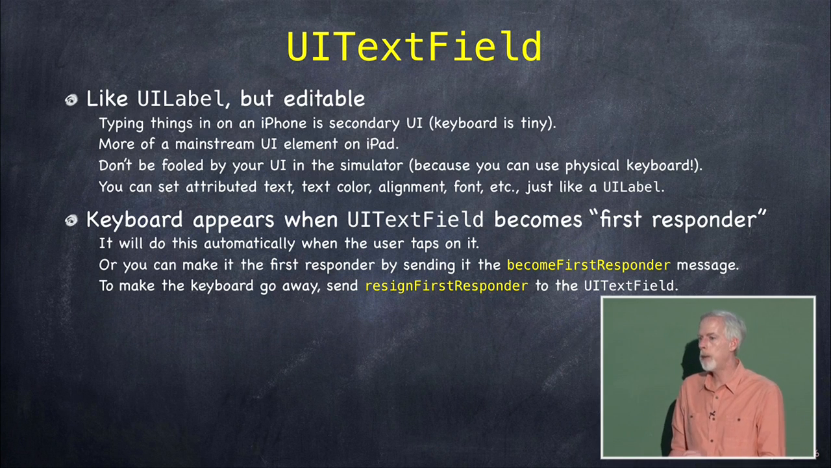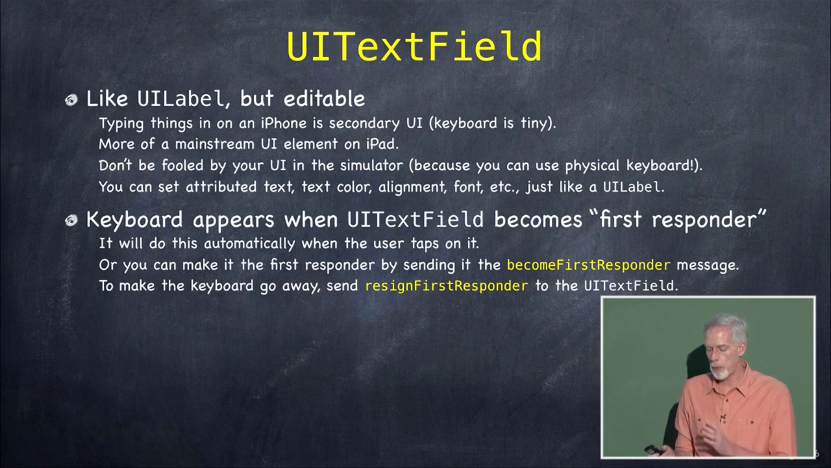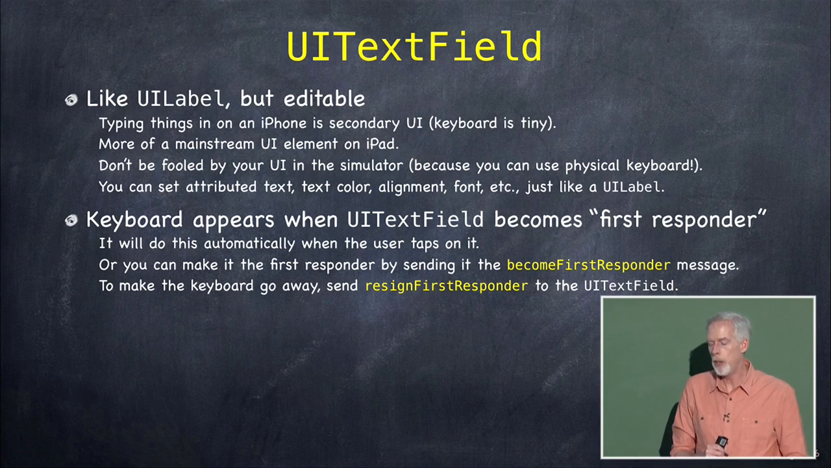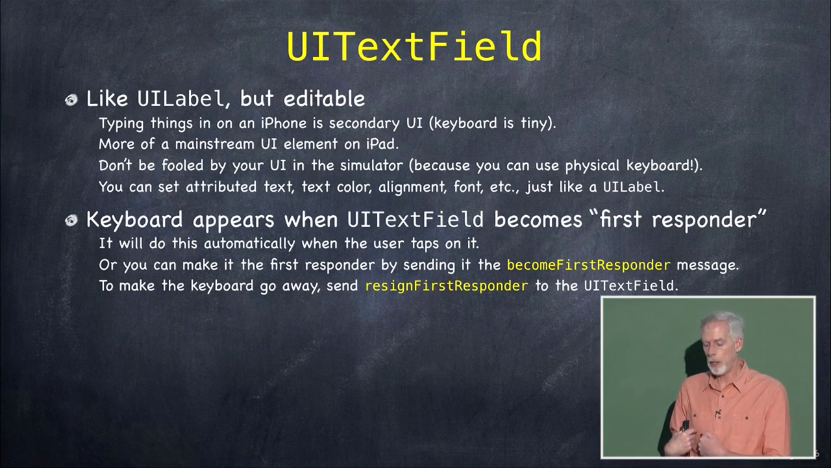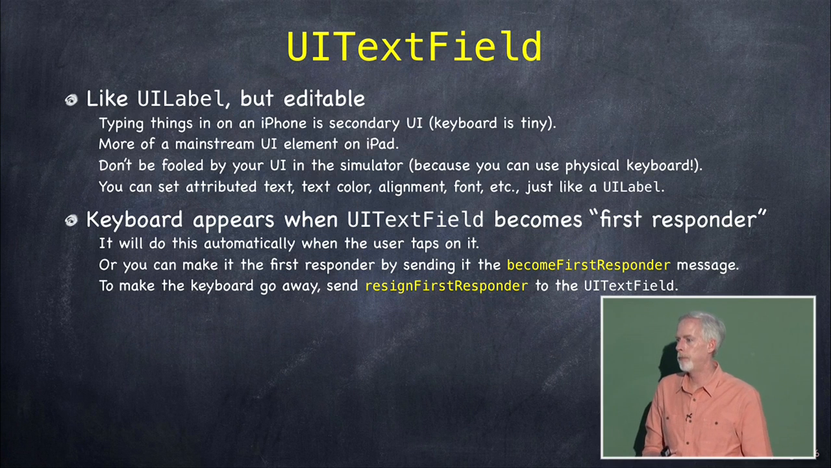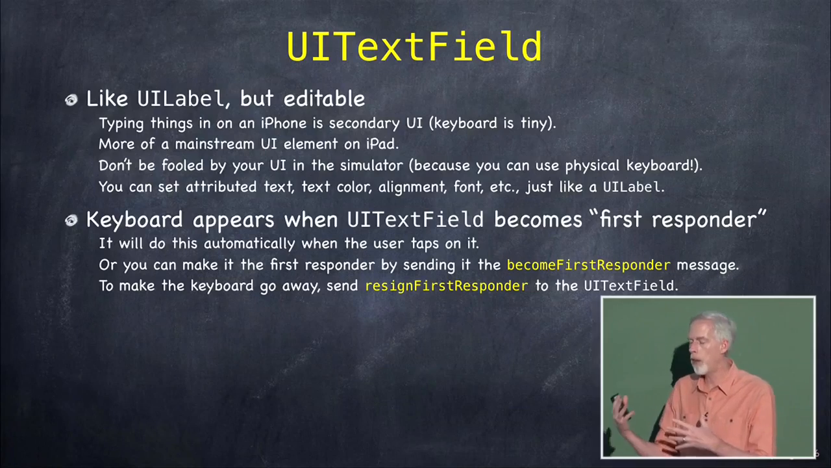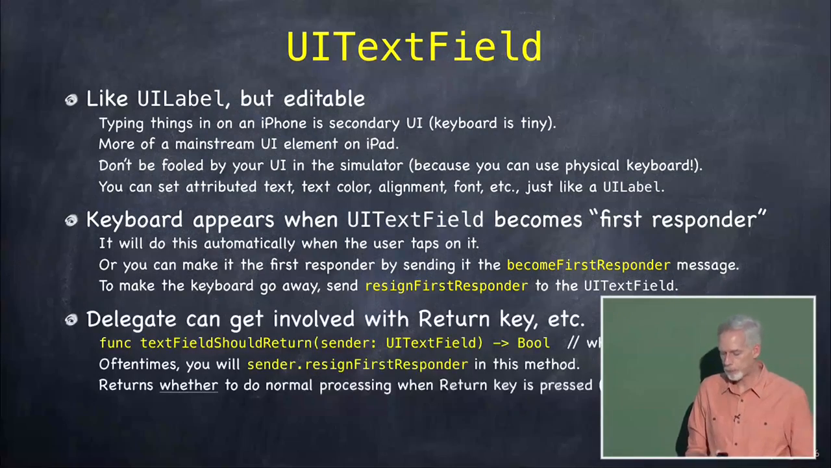Now, the keyboard appears whenever a text field becomes the first responder. And you can make a text field the first responder by sending it the message, become first responder. And then it will become the first responder. You can make it stop being the first responder, in which case the keyboard will go away, by saying resign first responder. Okay? So the keyboard appears and disappears purely if there's something on the screen that wants to be the first responder. Okay? Simple as that.